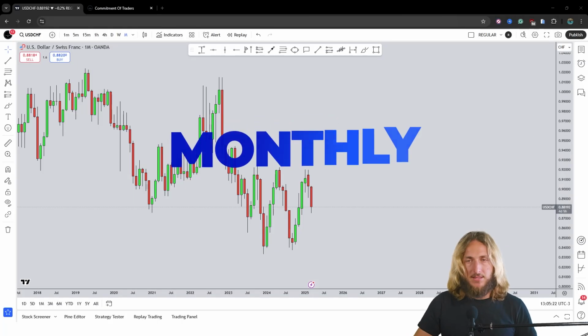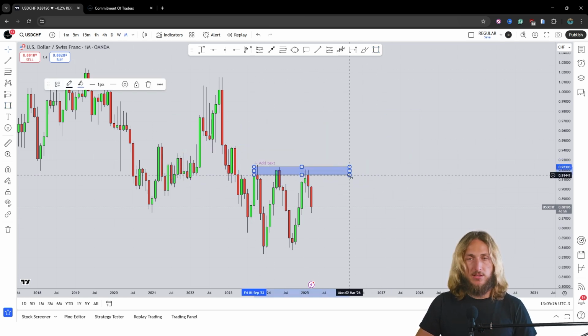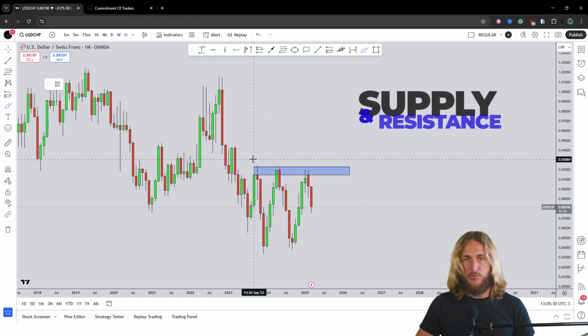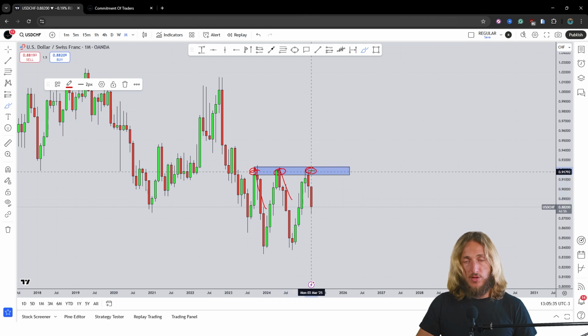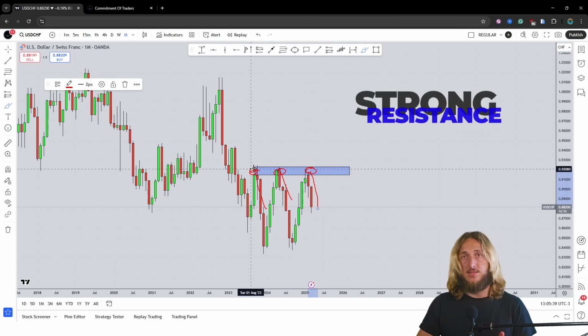Starting here from the monthly time frame, what we can see is that we have a market at the moment testing and rejecting to the downside a quite strong historical monthly supply and resistance area. From here, all these previous rejections to the downside were created. At the moment, the market is testing and rejecting to the downside the exact same zone.